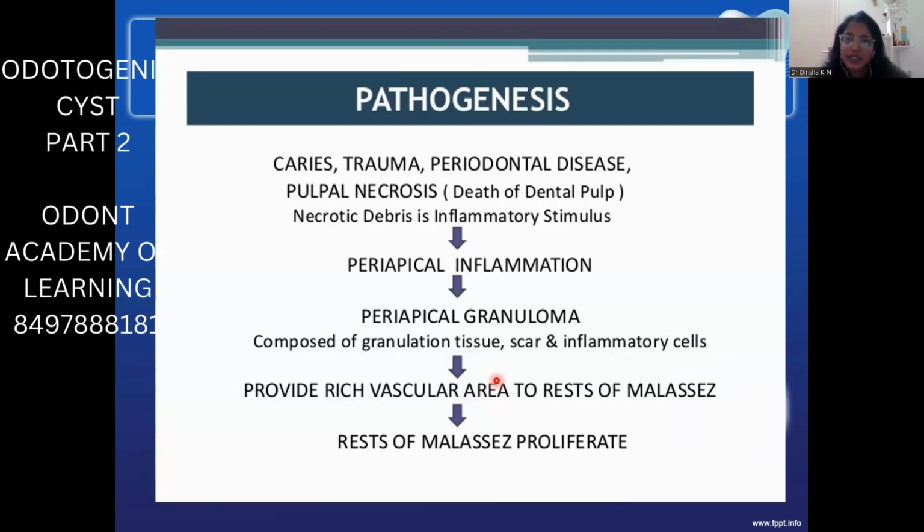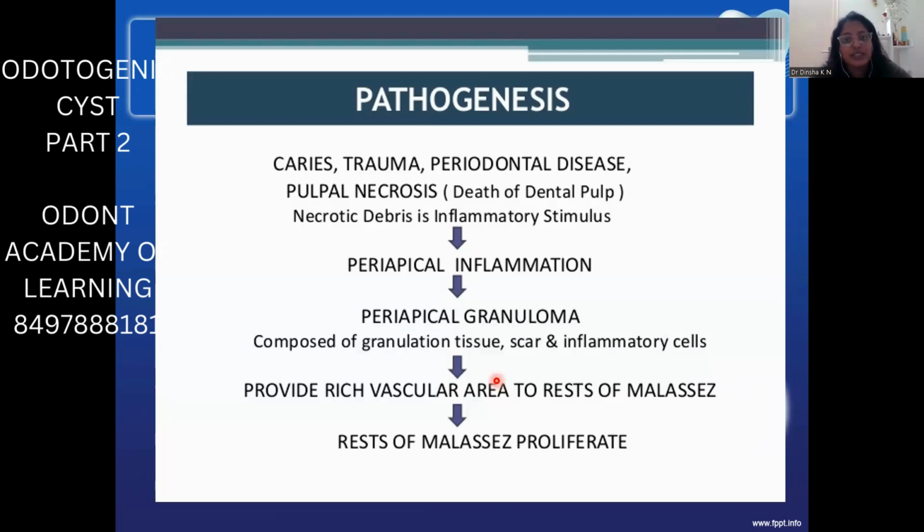It can be caries, a trauma, or periodontal disease, which is causing a pulpal necrosis. That would lead to an inflammation in the periapical region, followed by formation of a periapical granuloma. A periapical granuloma is usually comprised of granulation tissue and lots of inflammatory cells, which will provide a rich vascular area in the periapical area, which will activate our cell rests of Malassez in that periapical region.